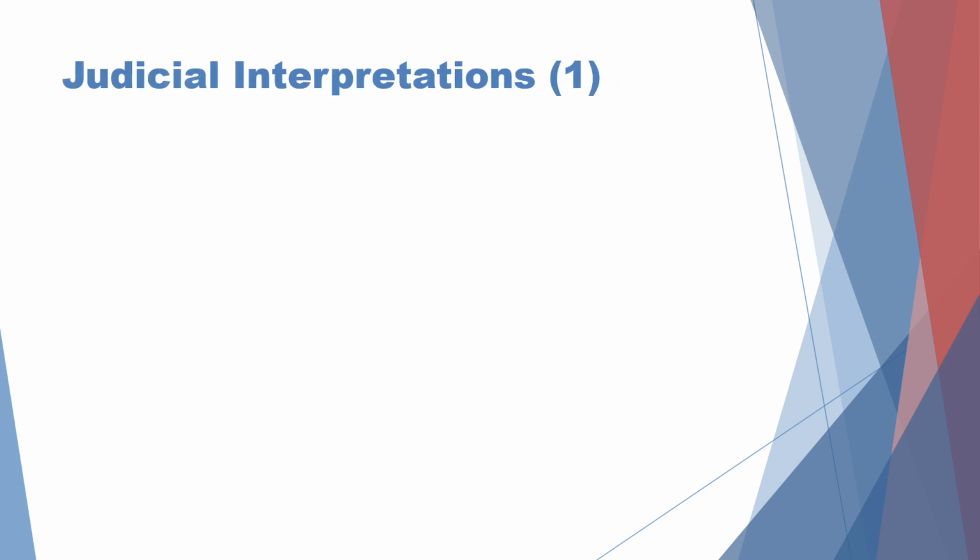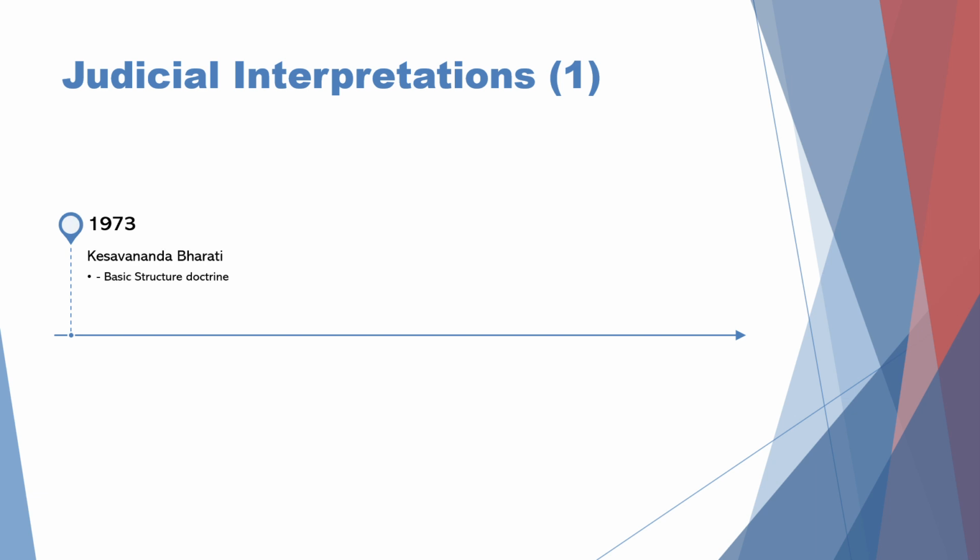Moving on to the judicial interpretations, the judiciary has played a crucial role in interpreting the Constitution and safeguarding its principles. Let's see some landmark judgments. First one is Kesavananda Bharati vs. State of Kerala in 1973. This case established the basic structure doctrine, asserting that Parliament cannot alter the basic structure of the Constitution.